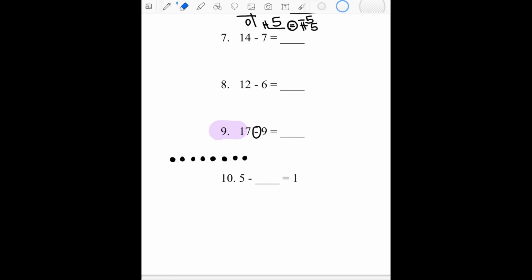And let's count how many we have left. So we have 1, 2, 3, 4, 5, 6, 7, 8. We have 8 coins left. So since we subtracted 9 coins from 17 and we have 8 left, this is the answer right here. And you can do the opposite to check your work. So 8 plus 9 is equal to 17.